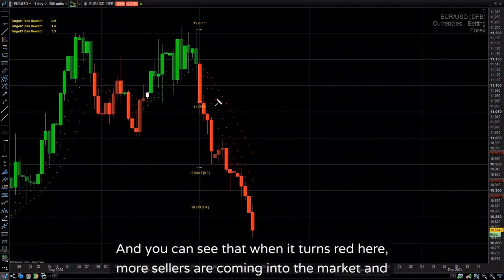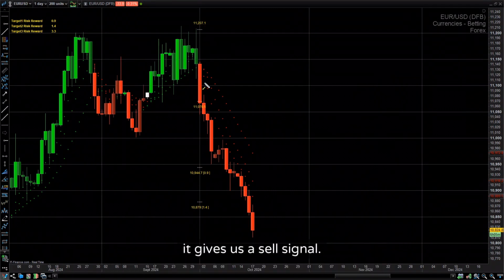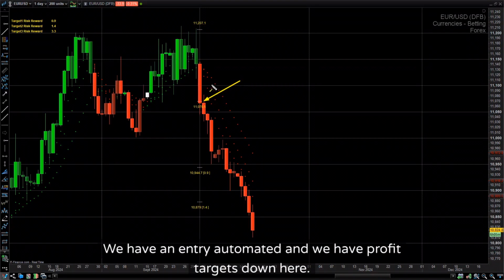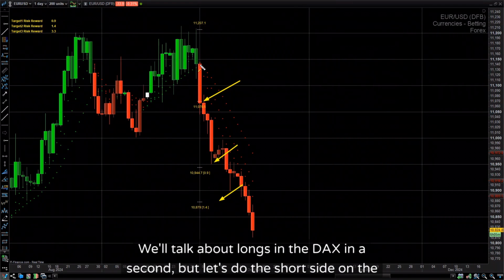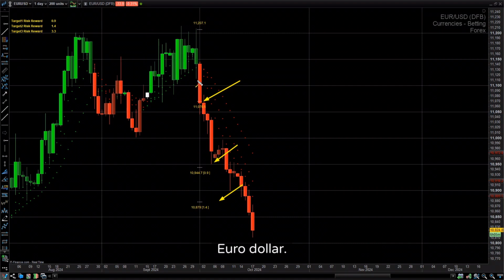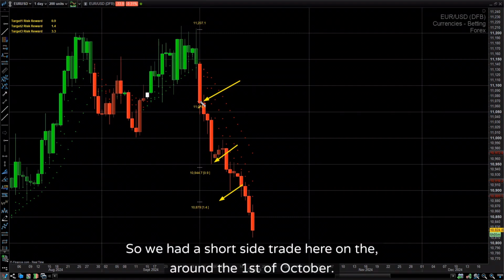and you can see that when it turns red here, more sellers are coming into the market, and it gives us a sell signal. We have an entry automated, and we have profit targets down here. But let's say we'll talk about longs in the DAX in a second, but let's do the short side on the euro dollar. So we had a short side trade here on around the 1st of October.